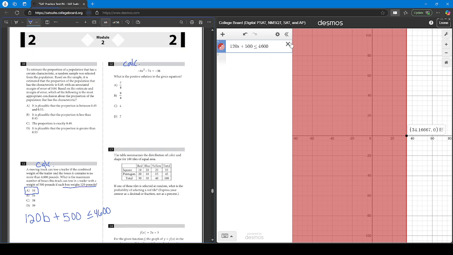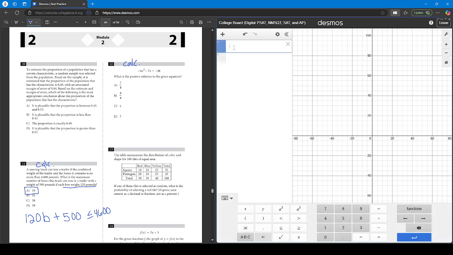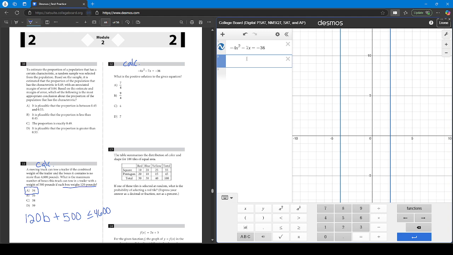And then the next one, what is the positive solution to the given equation? So we got negative 4x squared minus 7x equals negative 36. And the positive solution, I got 2.25, which is 9 over 4. Answer choice B.